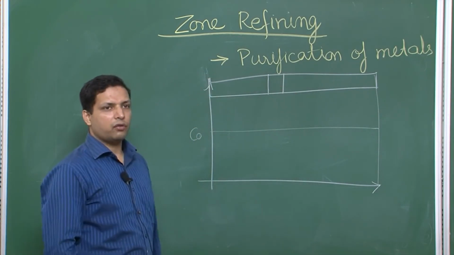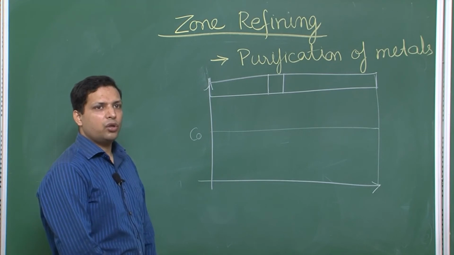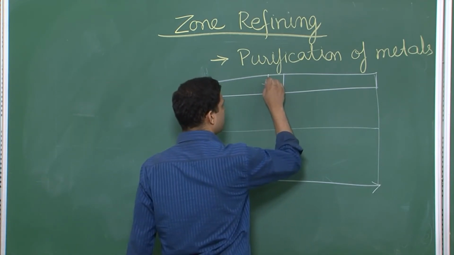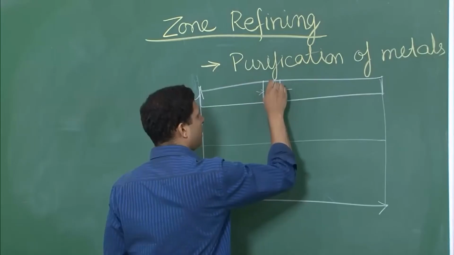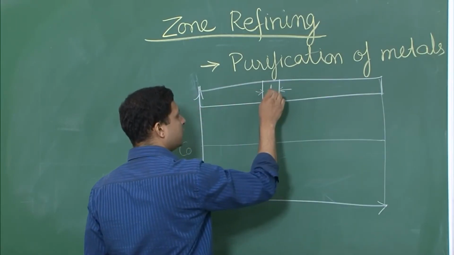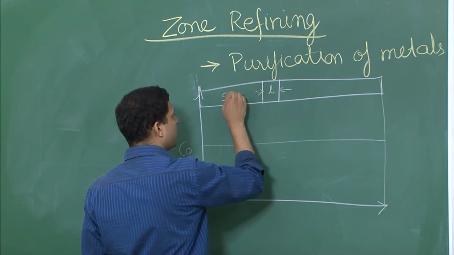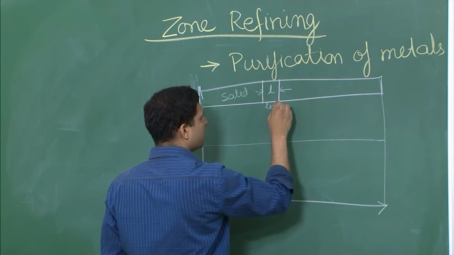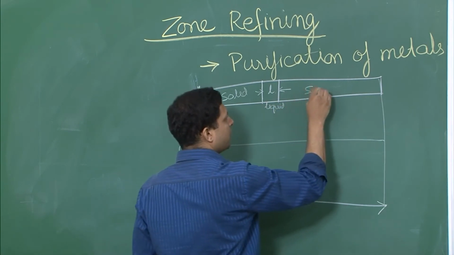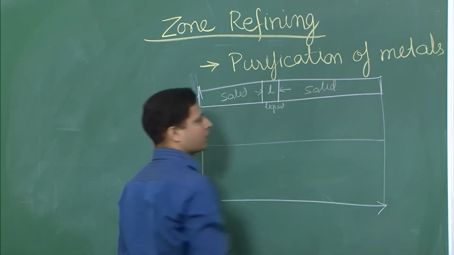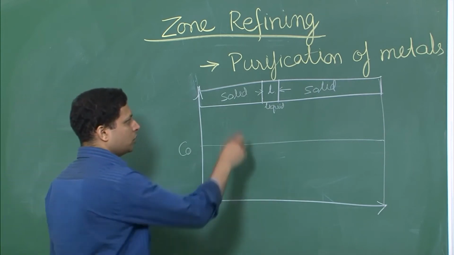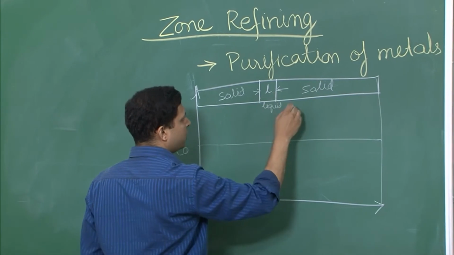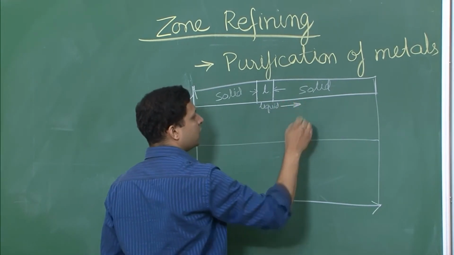in zone refining, what you do is that you melt only a small region of that. Let us say the length of this region is L. Do not get confused with the fact that it is also in liquid state. So this part is liquid and this part is again solid. So here you have solid, here you have solid, and this is a liquid region which is actually moving in this direction.